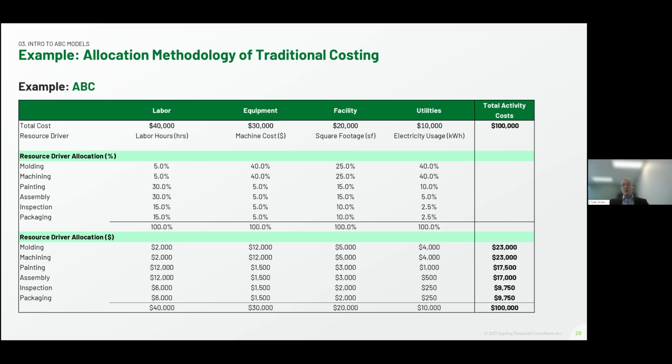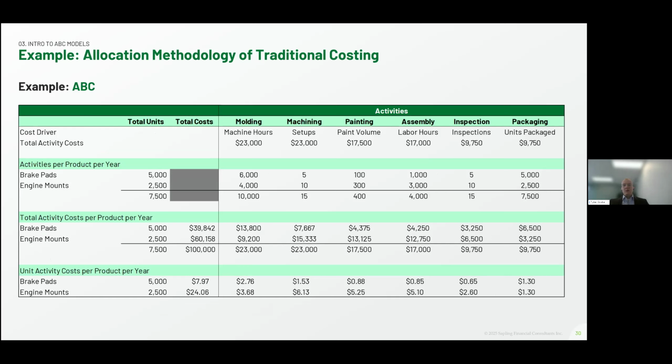So to recap, just for an example, in the labor column, $40,000 is allocated across the activities like molding and machining. So 5% of 40,000 would go to molding, 5% to machining. And that same methodology applies to all the resources to then be summed up in the column to the right to get the activity costs.